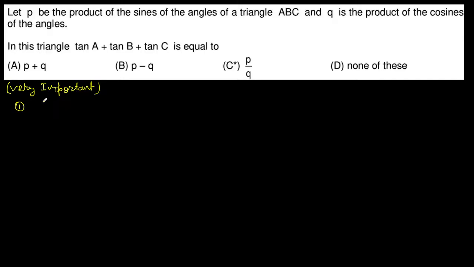Let P be the product of sines. P is product of sin A, sin B, sin C. Let Q be the product of cosines: cos A, cos B, cos C. Then tan A, tan B, tan C क्या होगा?